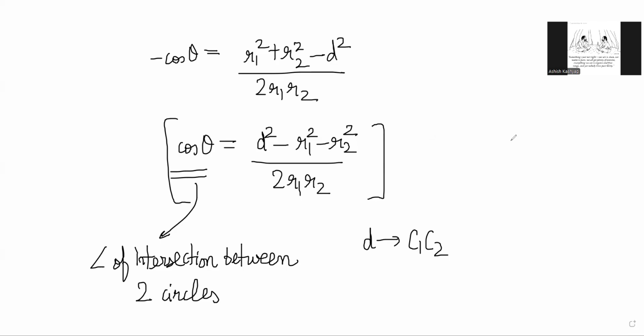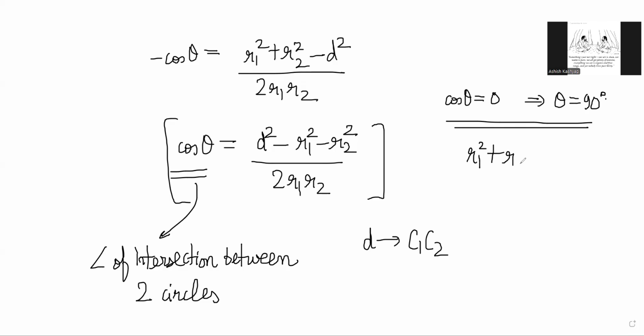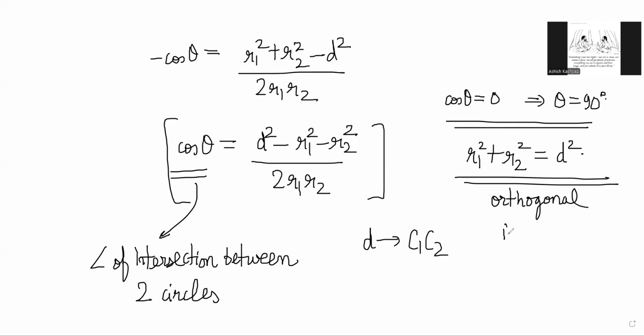This angle of intersection could be 90 degrees, right? If cos theta is equal to 0, it implies theta is equal to 90 degrees. What will be the condition for cos theta to be 0? In that case, we'll have R1 square plus R2 square should be equal to D square, right? So basically, this is the condition for orthogonal intersection. Orthogonal intersection of two circles, right? If you have understood the derivation so far, you will get this idea.